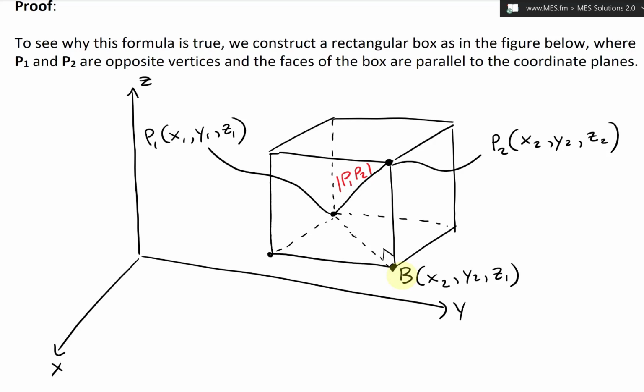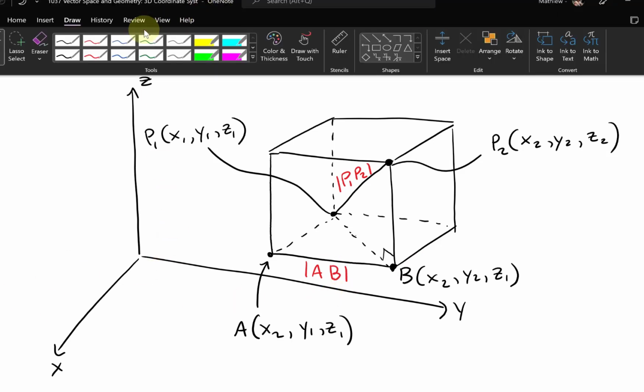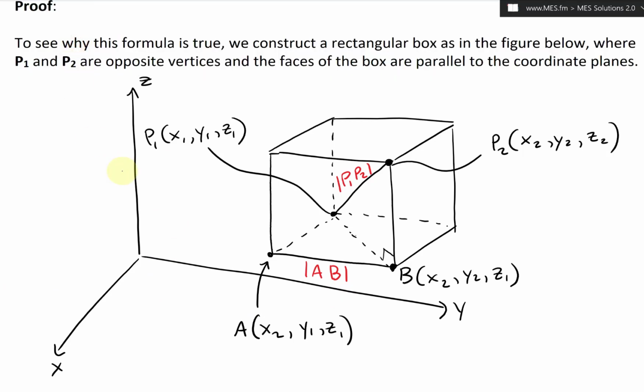Now this point here is our A. A is x2, y1, z1. It's basically the same as this point here, but we remove the x1 and replace it with x2. So it goes over to here. This is x2, and then everything else is the same: y1, z1. Now we have AB, the absolute value of AB. This is another right angle, so we have two right angles across here and there.